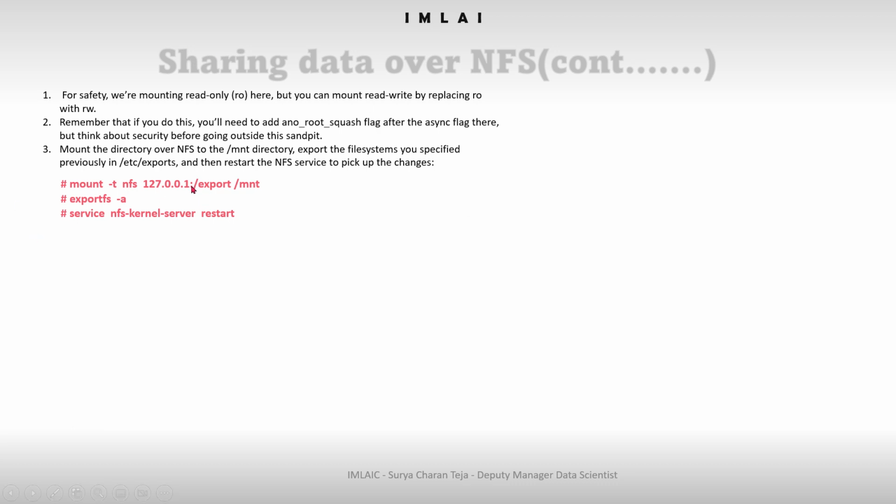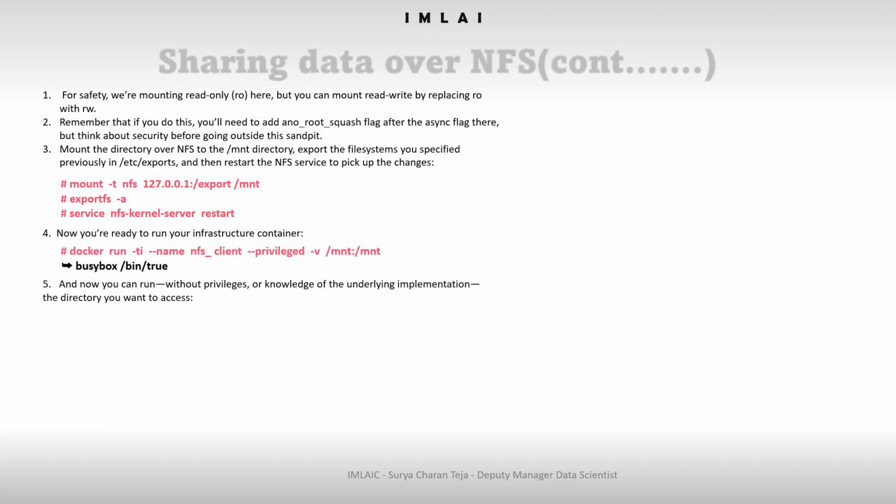Okay, so for that the command that we're going to use is mount with option -t, that's for type, and nfs. Then after that you can see here 127.0.0.1, the IP of the host machine of the NFS server, and that has been mapped with /export or /mnt. Then exportfs with option -a, then finally you start the service, the NFS kernel service.